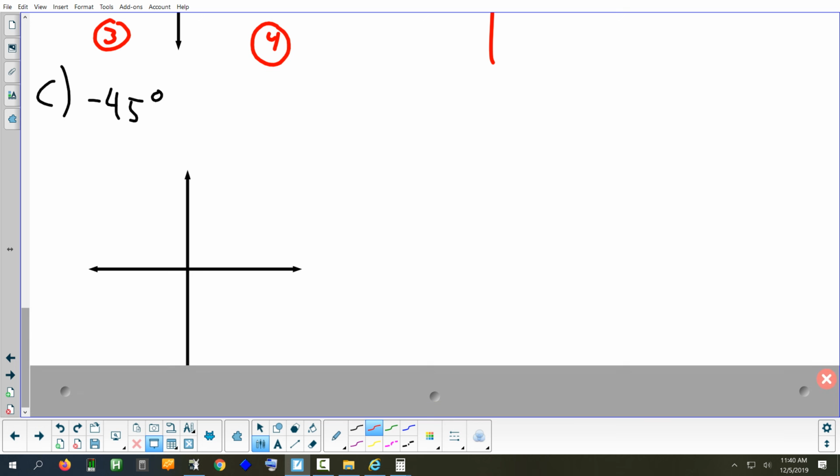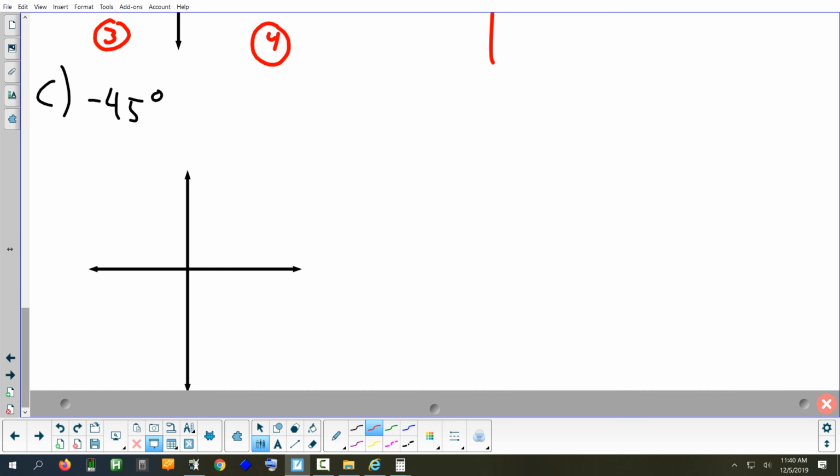Okay. This one I'm not going to do coterminal. I just want to sketch it. What quadrant is the terminal side going to be in for negative 45? Jared? 4. 4. And where is it going to be? Closer to the 0, closer to the 270, or right in the middle? In the middle. It's exactly in the middle. Yep.